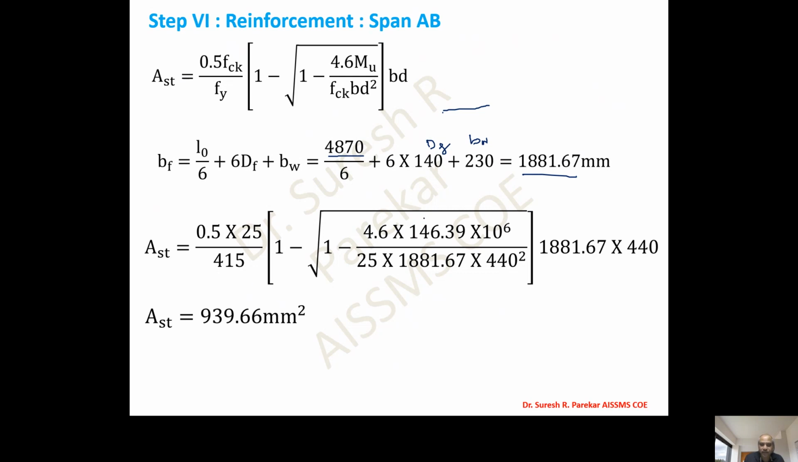The only change is that we have to put the bending moment of that respective span or support. So we have 939.66. So we will provide 3 bars of 20, and then we will get it as 3 into 314, and that will give me 942, which is greater than 939.66 millimeters square.